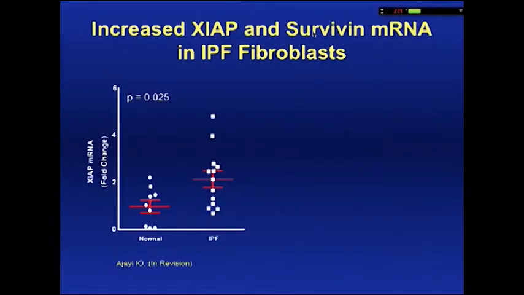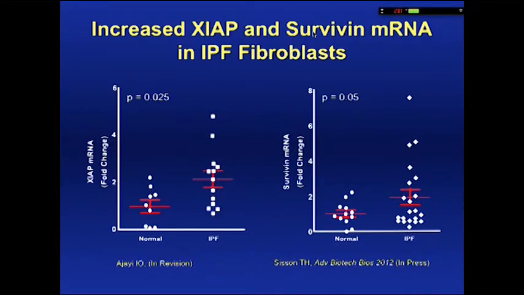So we pulled some banked RNA from normal and IPF lung fibroblasts, and we did PCR to look at XIAP expression. And sure enough, we see the distribution here, but XIAP is significantly increased in many, but not all, of the IPF fibroblast cell lines. When we looked at Survivin, we see a very similar distribution in that it's significantly increased in about half of the IPF cell lines, but there's also half of the IPF cell lines that have no increased expression at the RNA level.